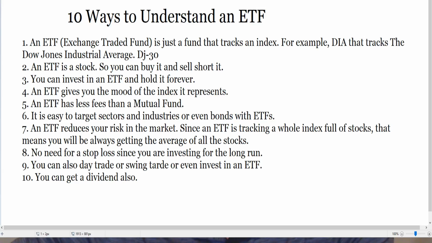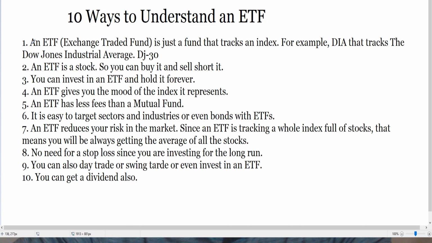Hello guys, I have a question from one of the comments. He says, what's the difference between an ETF and a stock? It means there is always confusion, and a lot of beginners have this confusion. They don't understand what's the difference. So in this video, we have 10 ways to understand an ETF. I will explain what it is in just a few seconds. Okay, so let's go to the explanation. Now, as you can see, 10 ways to understand ETFs.